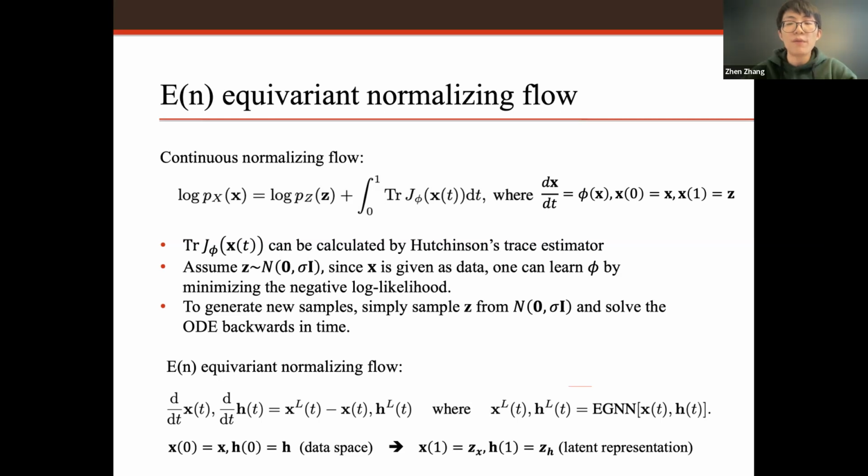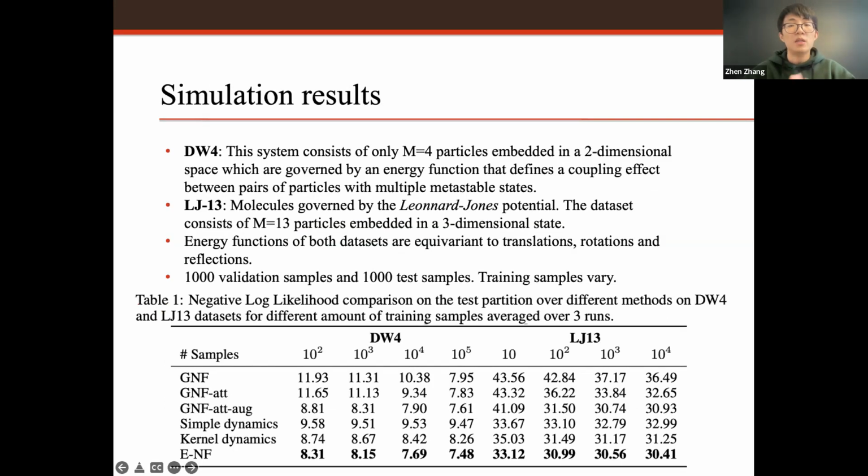And then they also prove in the paper that through this kind of equivariant normalizing flow, we can preserve the invariance of the distribution, in the sense that the Gaussian distribution is rotationally invariant. Then through this mapping, you can also achieve rotational invariance in the target distribution, which is desirable in some cases. And they show the simulation results on two specific data sets, called DW4 and LJ13. The first data set is composed of 4 particles embedded in a 2-dimensional space, which are governed by an energy function that defines a coupling effect between pairs of particles with multiple metastable states.